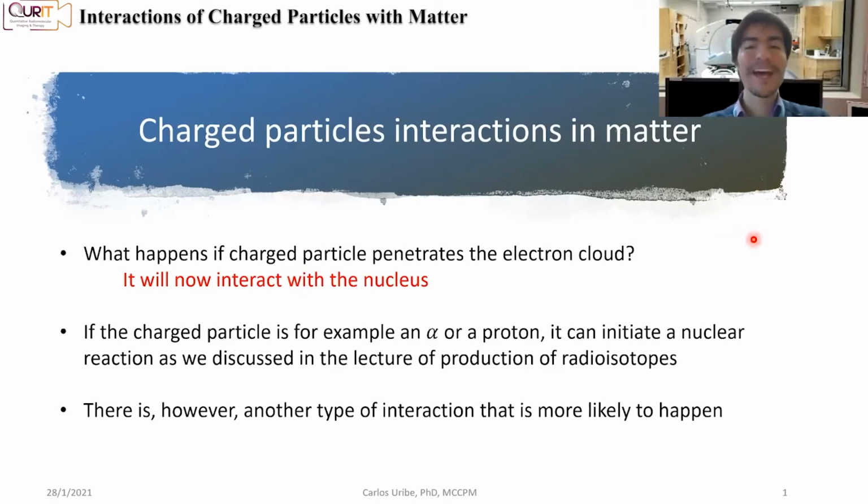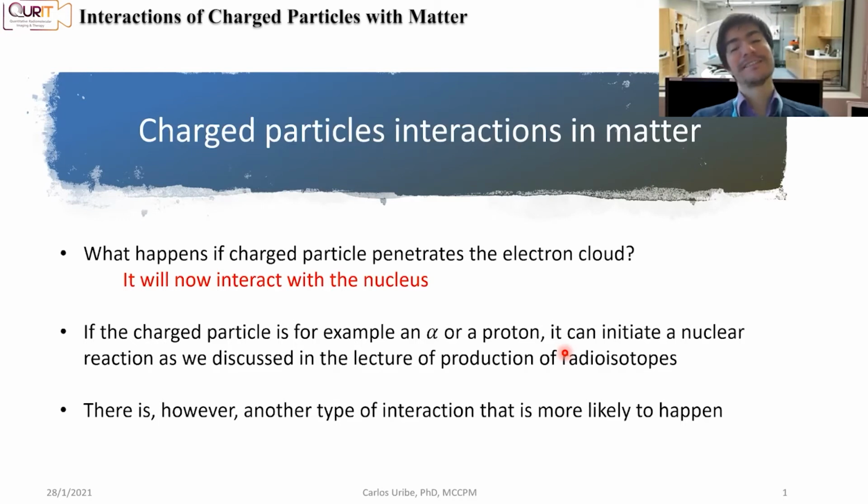But what happens now if that charged particle is able to penetrate the electron cloud? So we're going to think that it came down to the electron cloud, it has some charge. That interaction is not going to happen mostly with the nucleus. For example, if you have a charged particle like an alpha particle or a proton, then we can initiate what we discussed in the lecture on the production of radioisotopes. These alpha particles or protons can actually end up making it into the nucleus, and we have a nuclear reaction.